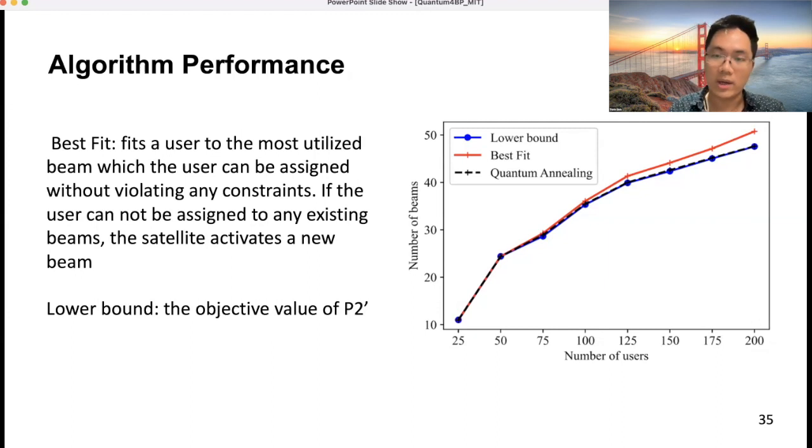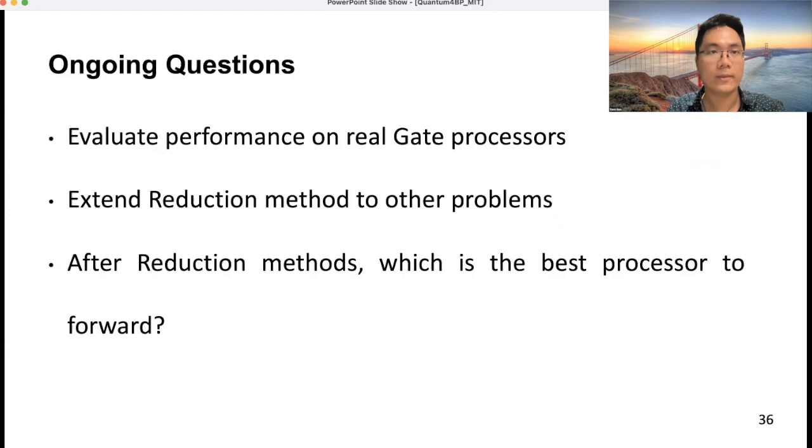And you can see that when we increase the number of users, the line of the best fit goes far away from the lower bound. However, the line of quantum annealing still stays aligned with the lower bound. So you can see that quantum annealing has the potential to provide a close to optimal solution in this scenario.